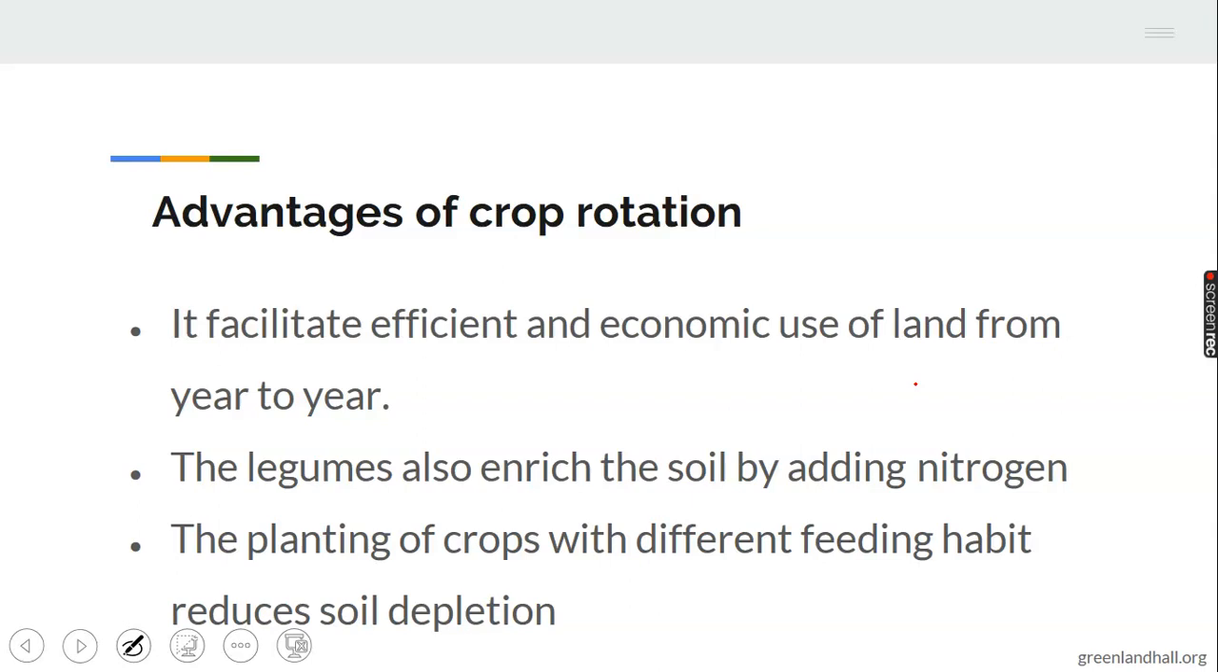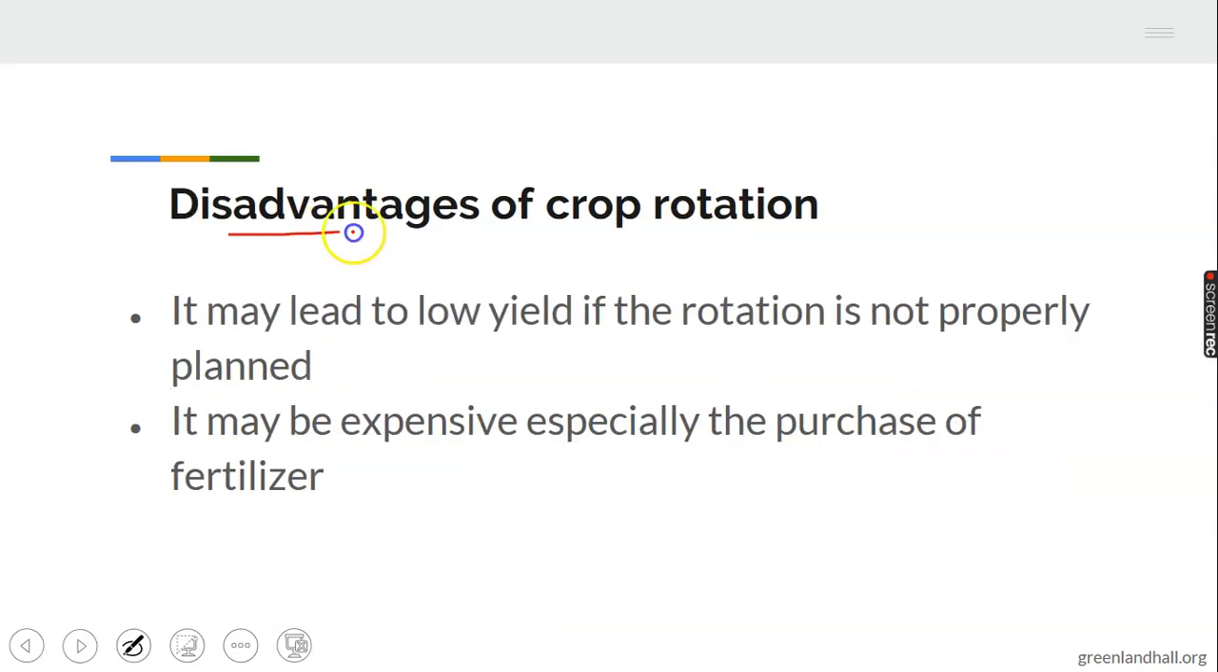Then legume crops enrich the soil by adding nitrogen. The planting of crops with different feeding habits reduces soil depletion. It reduces the depletion of soil nutrients. Take note of that. Disadvantages of crop rotation: it may lead to low yield if the rotation is not properly planned. Second, it may be expensive, especially the purchase of fertilizer. The farmer has to buy fertilizer frequently in order for the crop to have adequate yield.